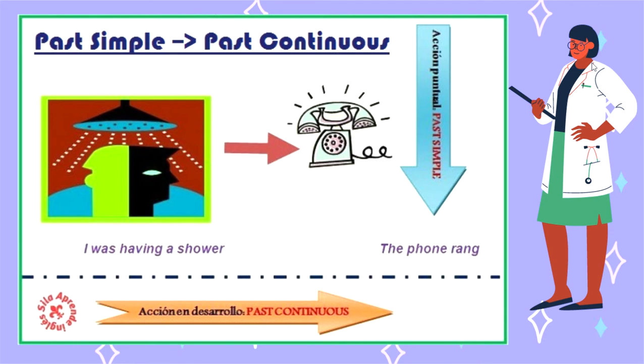In this case, if you can see in the example, I was having a shower, and our conjunction connector in this case is when. I was having a shower when the phone rang.